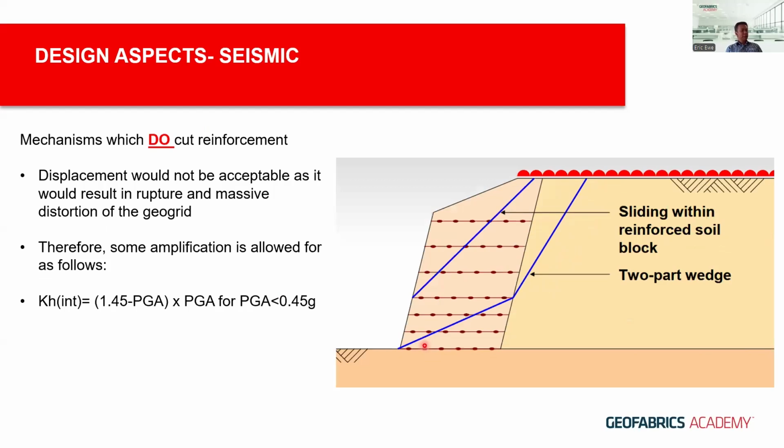But for any mechanisms that cut the reinforcement, such as the wedges, two-part wedge or single wedge within the zone of the reinforced soil, or partly in and partly out of the reinforced soil, you cannot allow deformation to occur, otherwise the reinforcement is going to rupture. So some form of amplification of the peak ground acceleration is suggested, and that goes by that particular equation there, given by both AASHTO and NCMA.